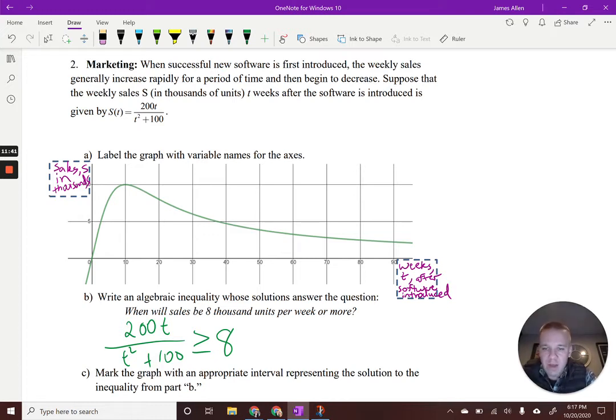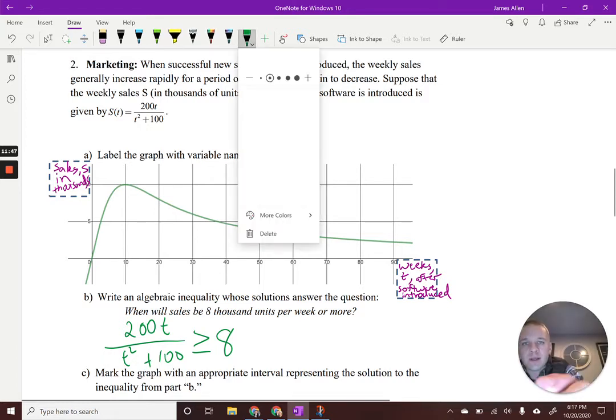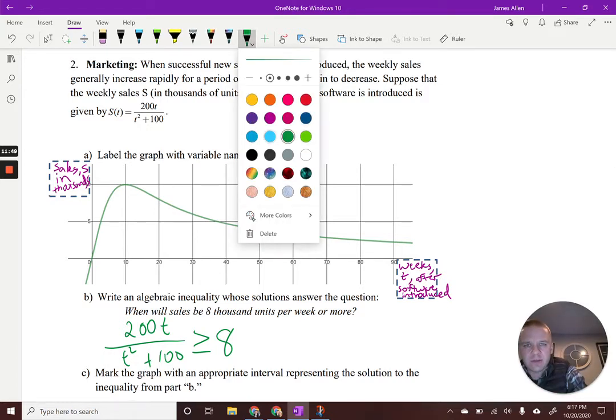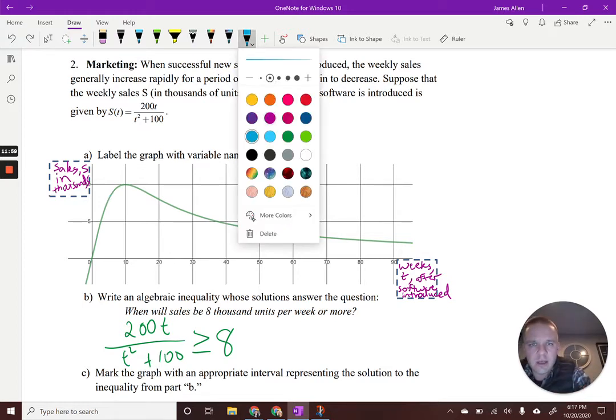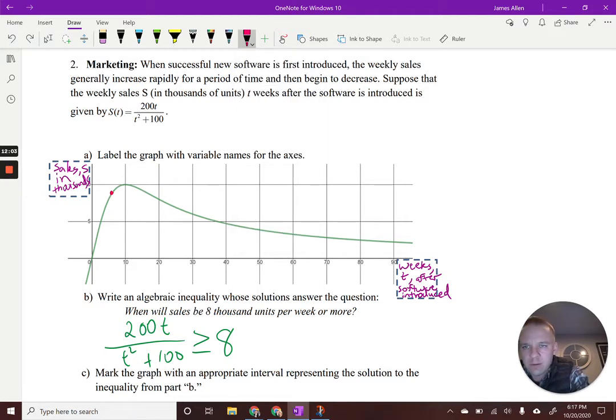Excellent. Mark the graph with an appropriate interval representing the solution to the inequality from part B. So what we're talking about here, and since the graph is green, I'll use a different color. I'm going to go with this blue color here. 8 would be roughly around this area. That's actually a little hard to see there. I'll change colors again. Go with a bright pink.